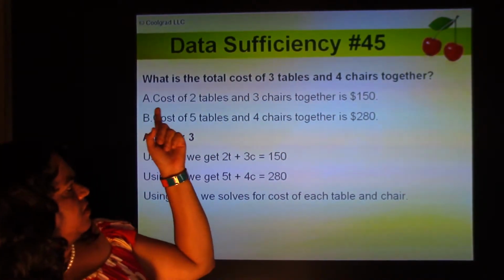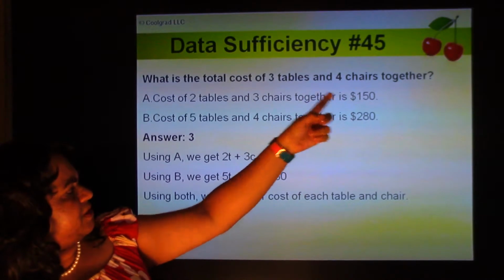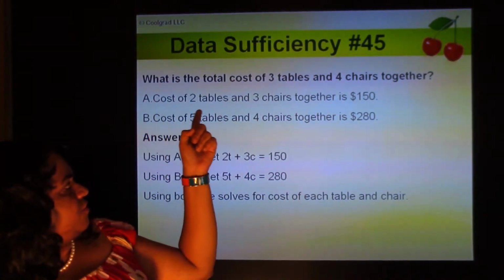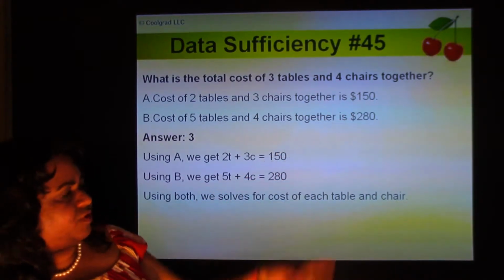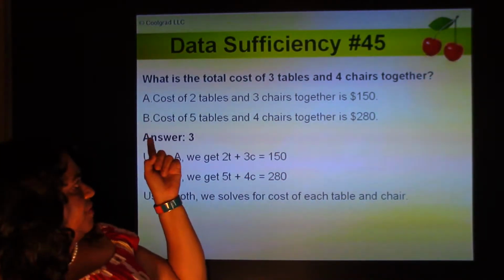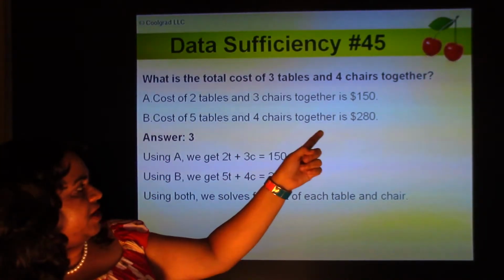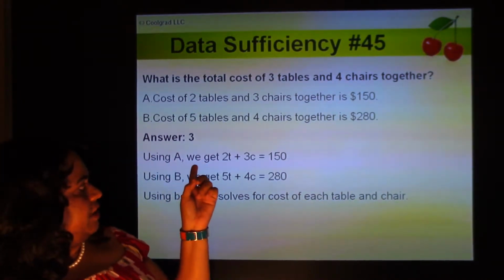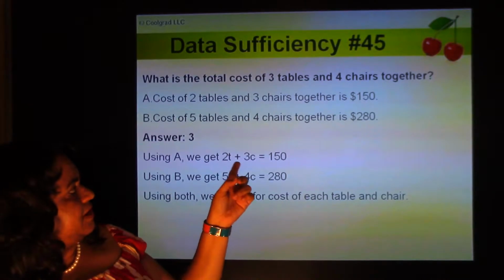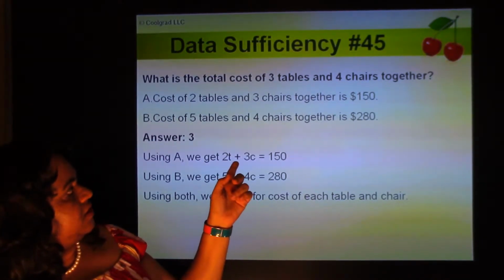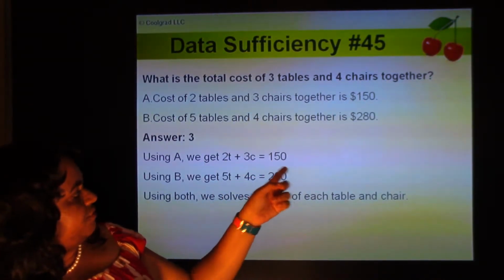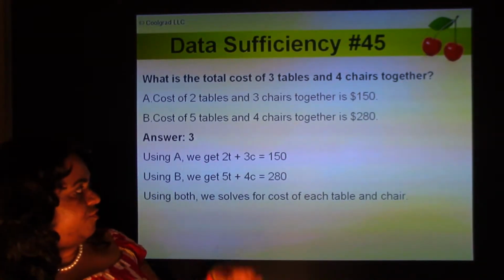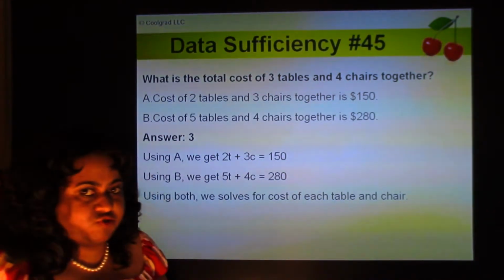Question 45. What is the total cost of 3 tables and 4 chairs together? Statement A alone. Cost of 2 tables and 3 chairs together is $150. Statement B alone. Cost of 5 tables and 4 chairs together is $280. Using statement A alone, 2t plus 3c equals 150. And you can have multiple values for t and c. You can't get a unique solution.